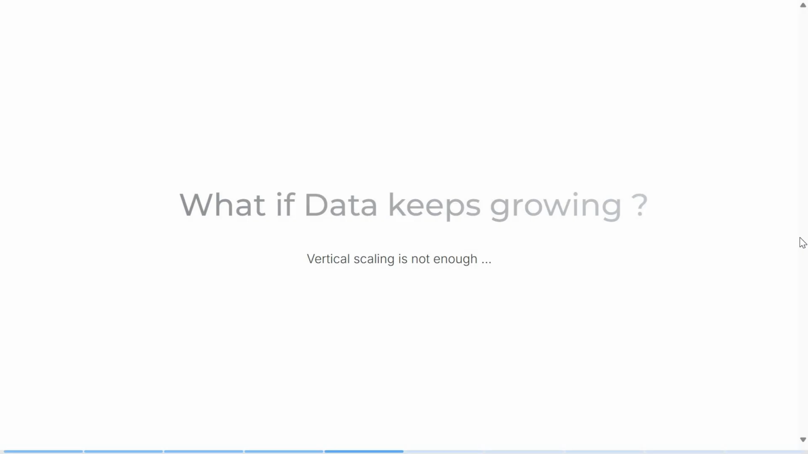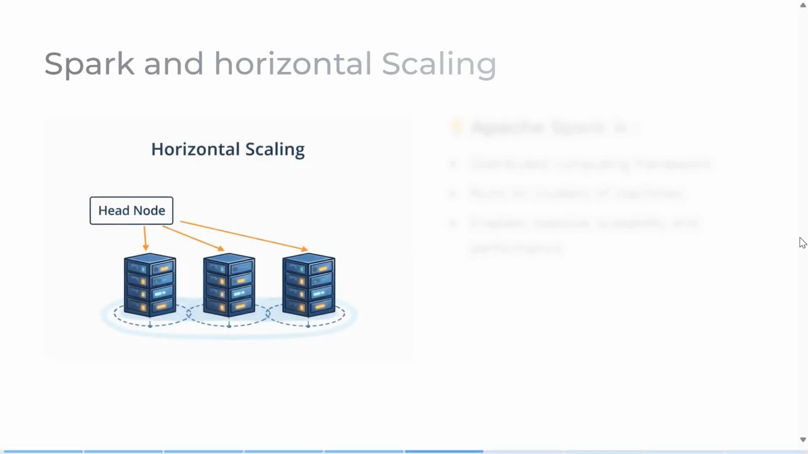So the real question is not how do I make one machine stronger? The real question is, what if I could use many machines instead of one? And Spark does exactly that. This is what we call horizontal scaling. So Spark distributes the work across a cluster of machines. Each machine handles part of the data, and together they process massive datasets efficiently.